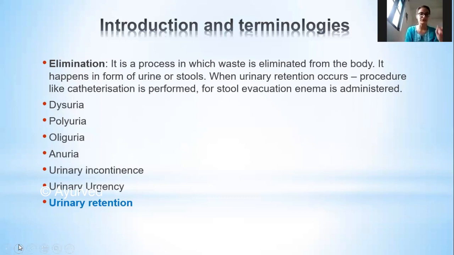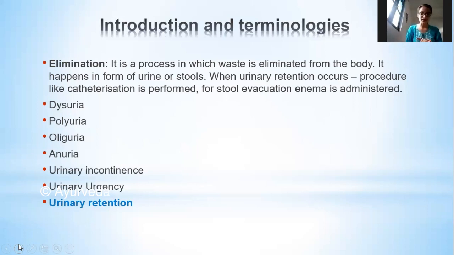That is anuria. Now, the next terms are of much importance to us, that is urinary incontinence. Now, what is urinary incontinence? Incontinence means that you are not able to have control over your urination, or there is involuntary passing of your urine. Commonly we can call it dribbling of urine.